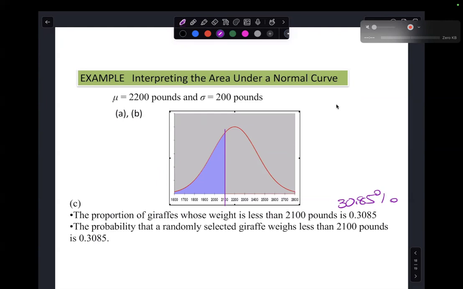All right. So the next one is the probability that a randomly selected giraffe weighs less than 2,100 pounds is 0.3085 or 30.85%. So it really depends on, am I taking one random giraffe and want to know what the probability is that it weighs that much? Or am I trying to apply it to the entire population? These are the two ways to interpret that. Questions? All right. So I think that was my last slide.